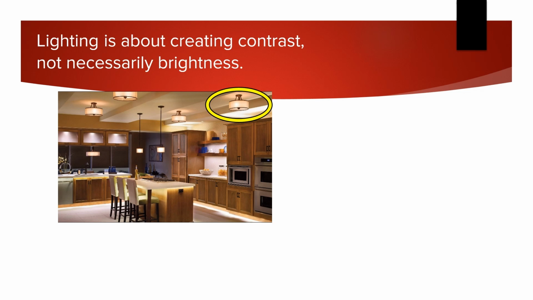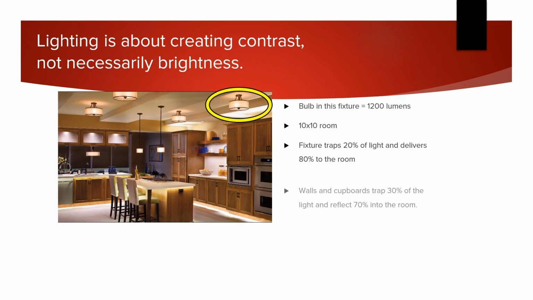Let's say we have a bulb producing 1200 lumens in a 10 by 10 room, and the fixture traps about 20% of the light, so 80% is delivered into the room, just because it has an amber shade. And the walls and ceilings are beige or light wood, so we'll guesstimate that they only reflect 70% of the light back into the room.